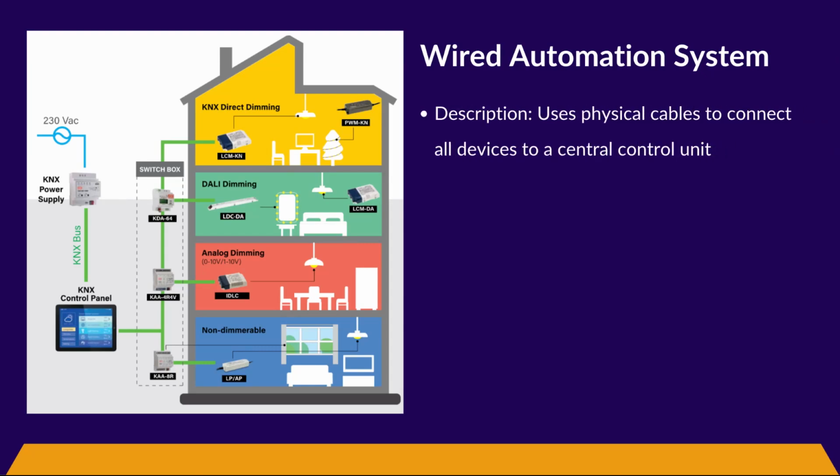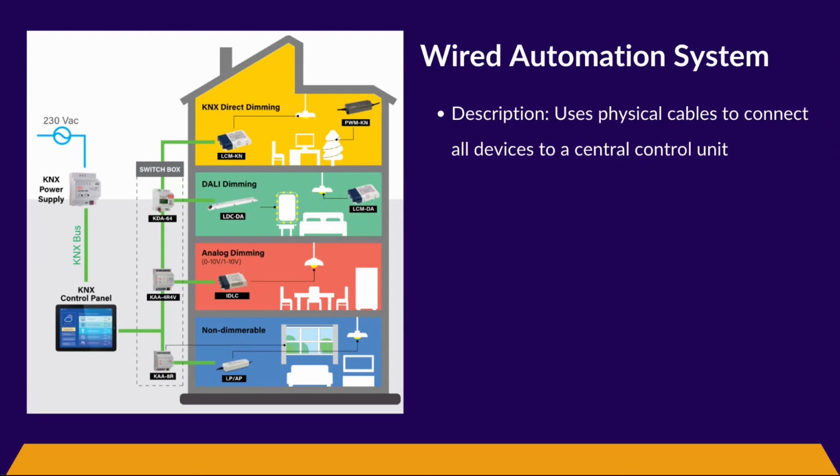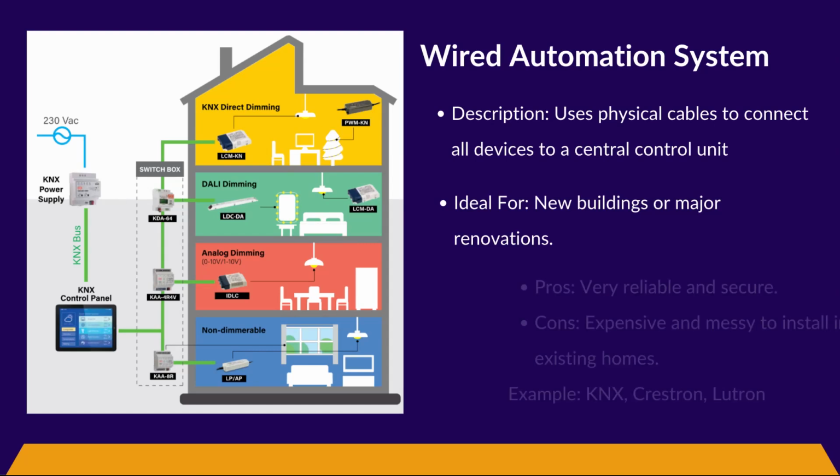So now, this is the description of the wired automation system. They use physical cable to connect all devices to a central control unit. That's just the basic description of this wired solution. Another major feature is that they are ideal for new buildings, for new structures. You cannot use it for an existing building because you have to rewire all your sockets and all your switches to the actuator at a central point, which is not cheap. You have to mess up the entire structure by breaking walls. All right, so that's the wired solution.